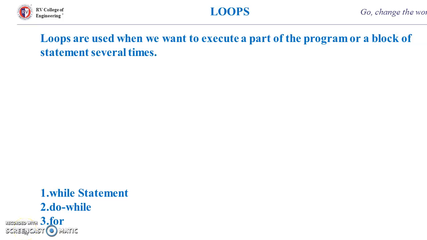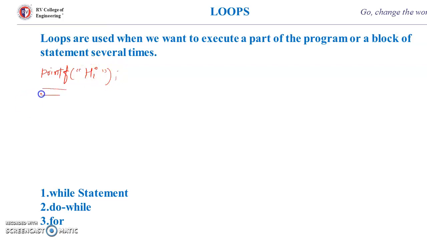In this video lecture, I will discuss the next category of control statements, that is iterative statements. Iterative statements are also called loops. What are loops? Loops are used when we want to execute a program or a block of statements several times. For example, if I want to print hello world, or some message like hi, 10 times.